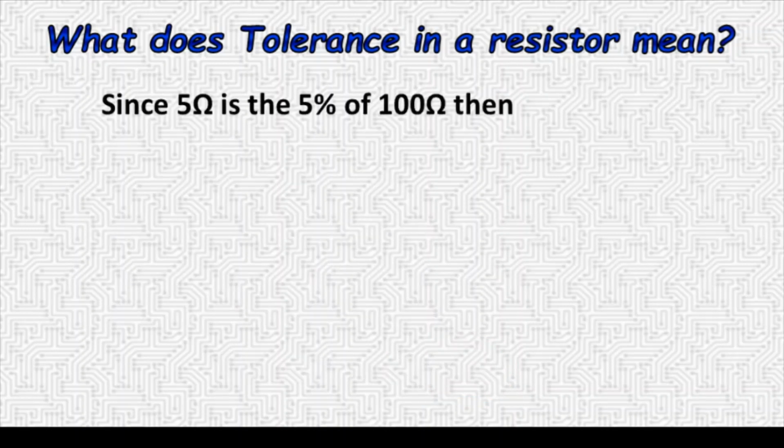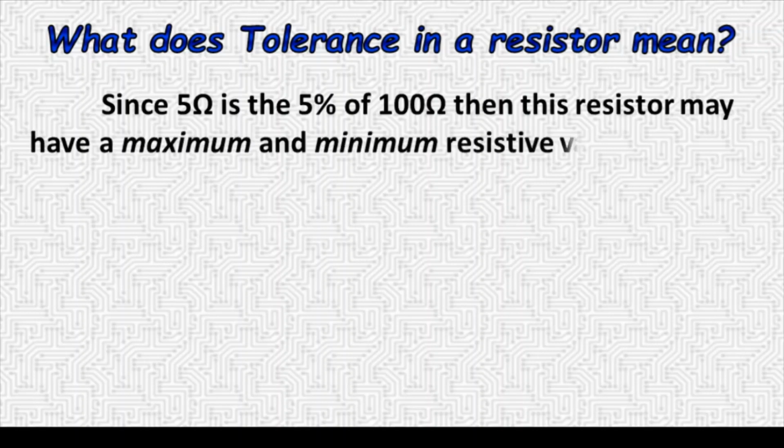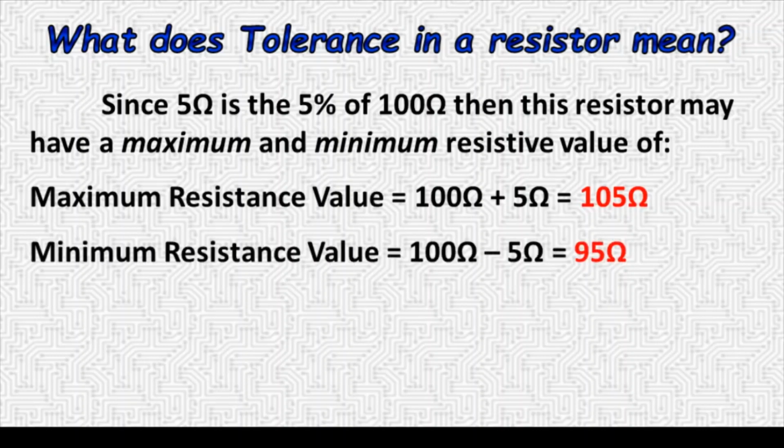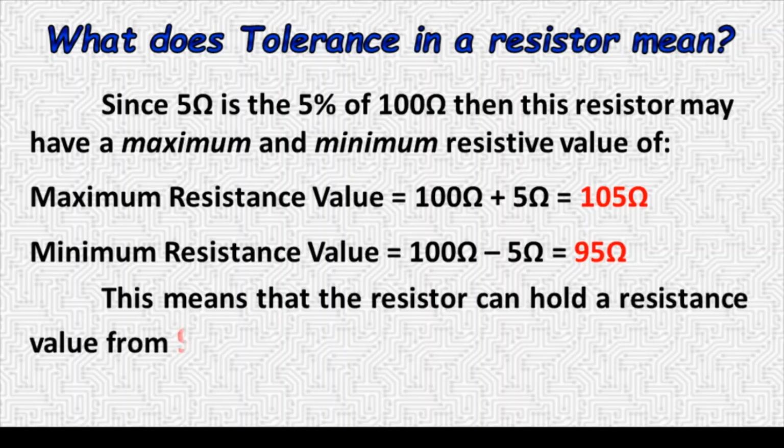Since 5 ohms is the 5% of 100 ohms, then this resistor may have a maximum and minimum resistive value of maximum niya ay 100 ohms plus 5, 105 ohms. Ang minimum naman niya ay 100 ohms minus 5 ohms is 95 ohms. This means that the resistor can hold the resistance value from 95 ohms to 105 ohms. So, yun yung kaya niyang gawin na resistance value, no? O kaya niyang i-kontra doon sa daloy ng kuryente.